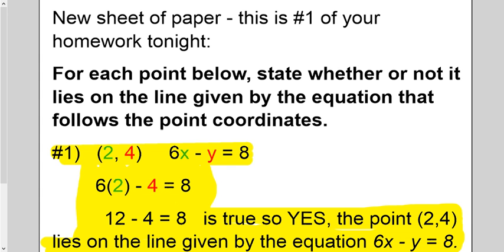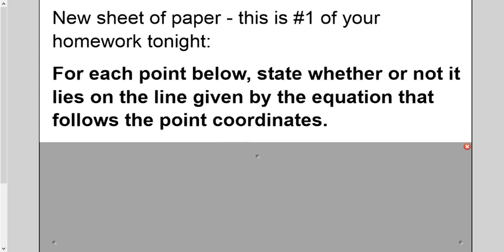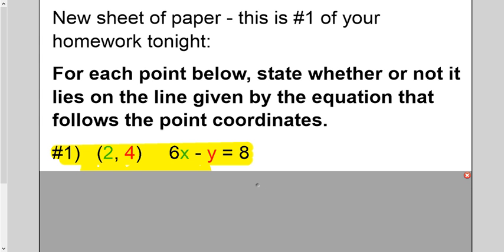You've got a sheet of paper. It's got number 1 here with the point (2, 4) and 6x - y = 8. I've got it highlighted right here because basically these are the instructions for each point below. State whether or not it lies on the line given by the equation that follows the point coordinates. On a clean sheet of paper, this is what it should look like. You've got number 1 right here, you circled it or whatever. You write down your point that's given, in this case it's (2, 4), and you've got the equation 6x - y = 8.